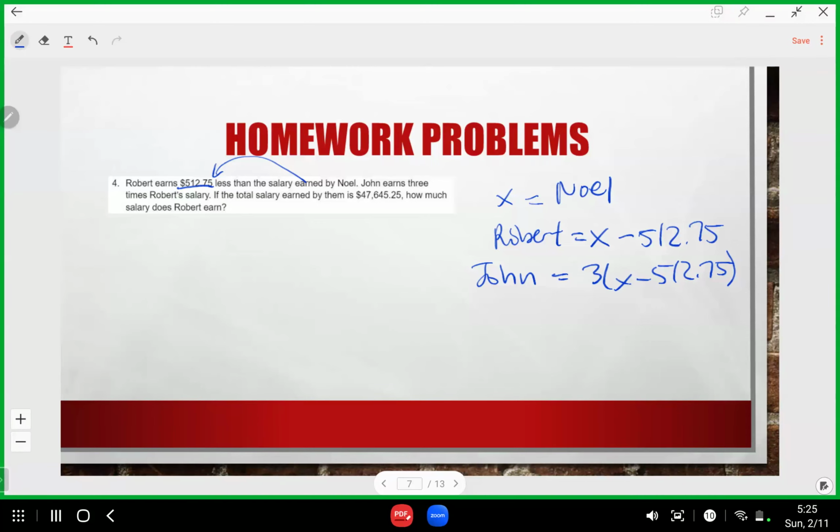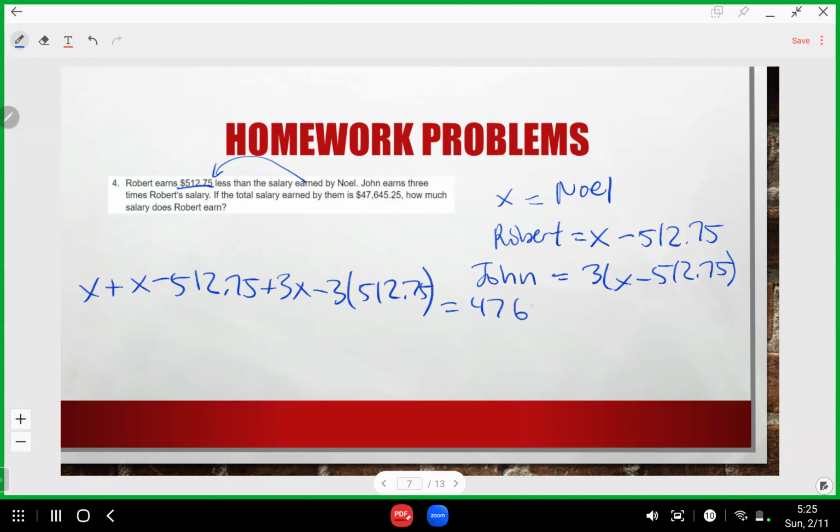So now we know that all three of them, x plus x minus 512.75 plus 3x minus 3 times 512.75, all of these add up to 47,645.25. All right, all of these add up.